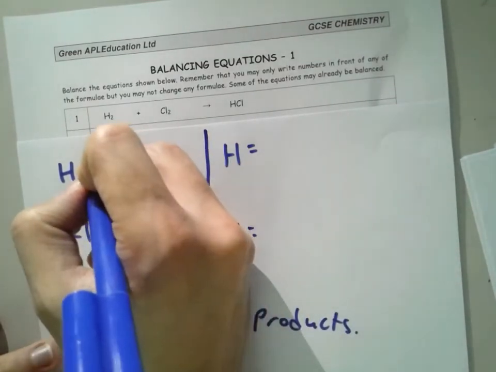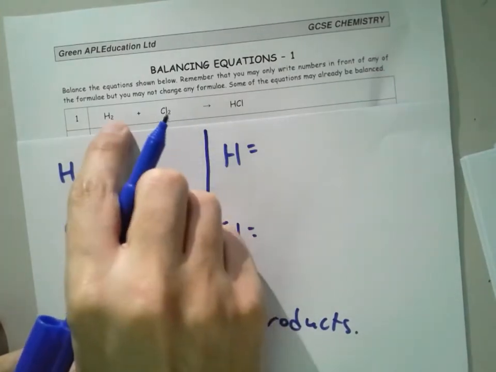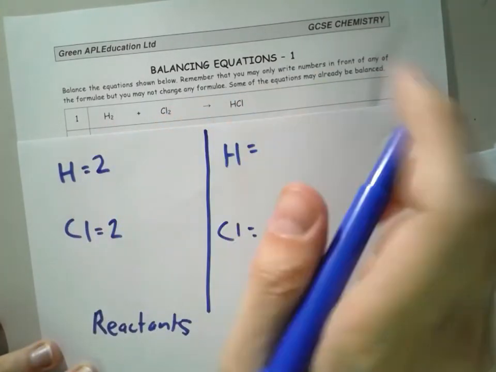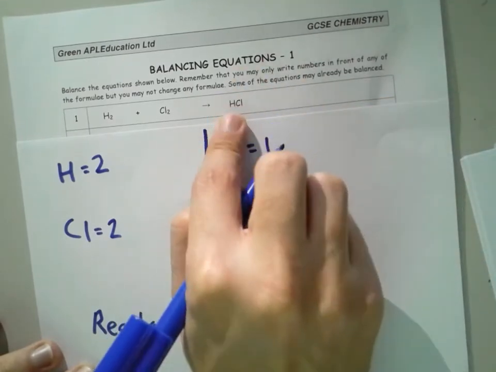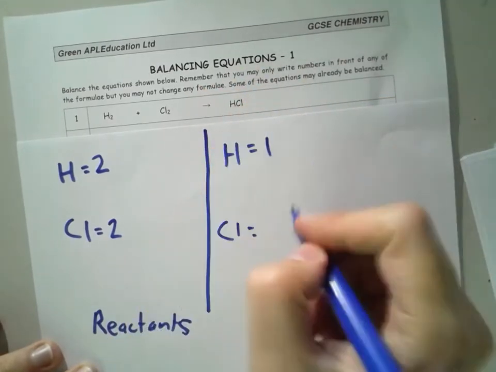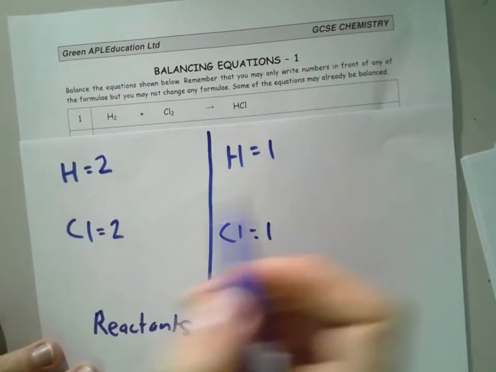On this side there are 2 hydrogens. There are also 2 chlorines. I just count the number on the side here. And on this side there is no number, so that is 1. So there's 1 hydrogen, and there's also 1 chlorine. Counting these, there's 2 on this side, 1 on this side.